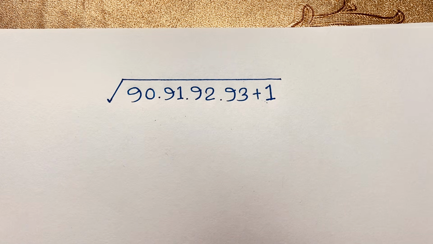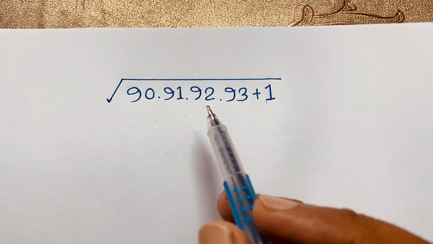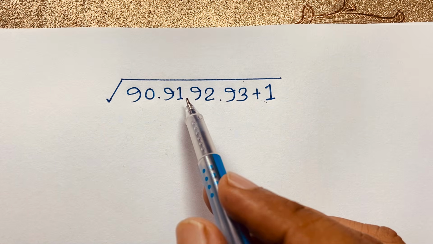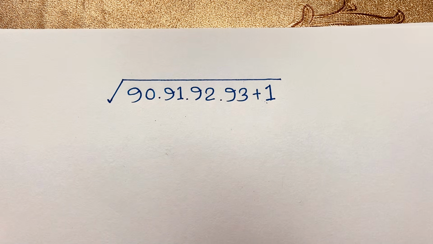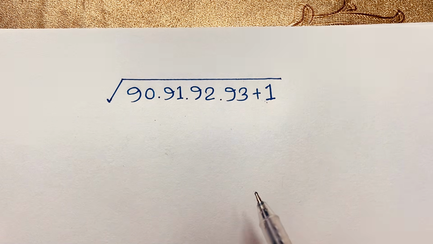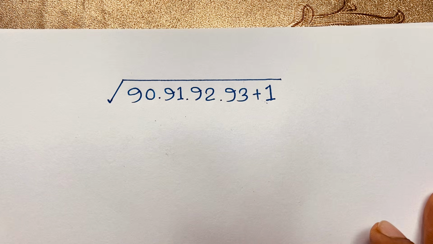Today we are going to solve an interesting radical maths Olympiad question, which is the square root of 90 times 91 times 92 times 93 plus 1. How to solve this interesting radical maths question without a calculator? I solve this question with an easy method.